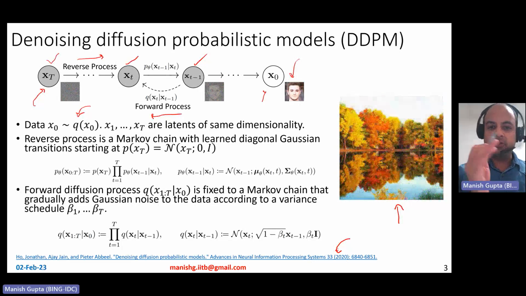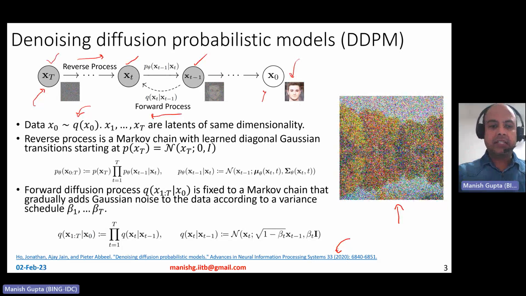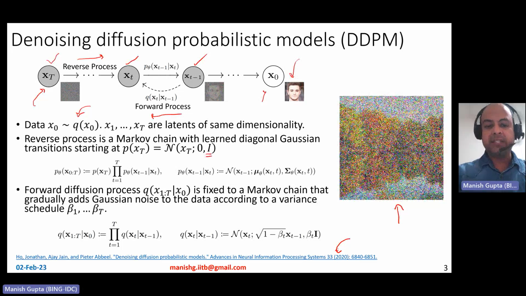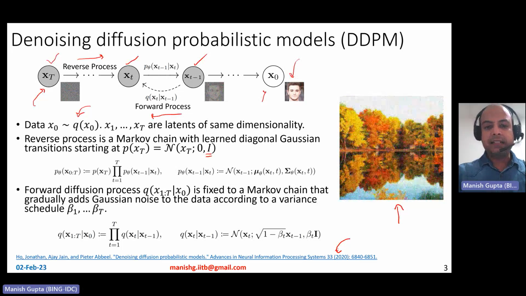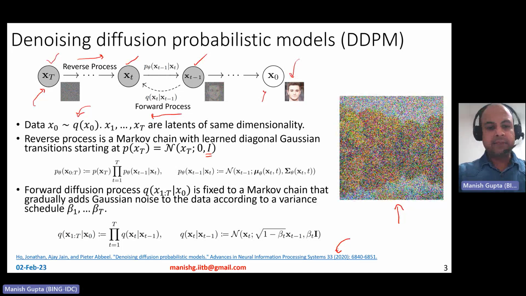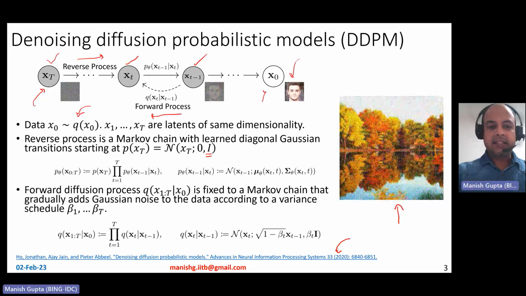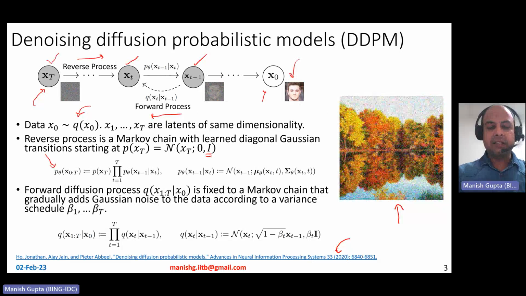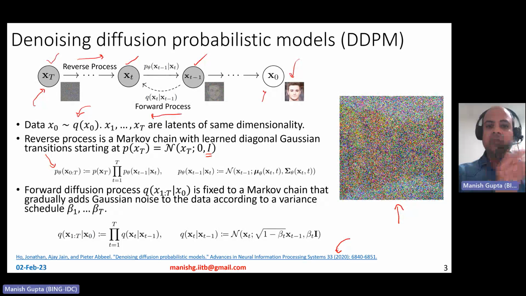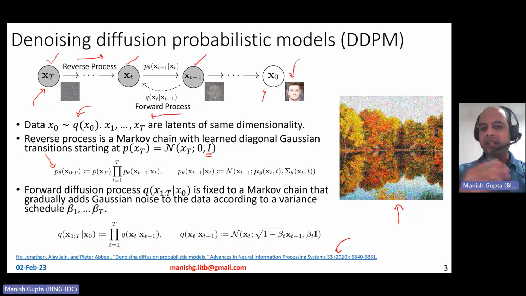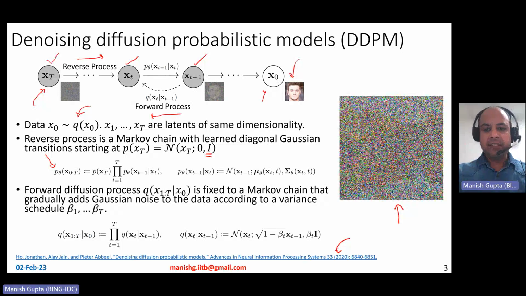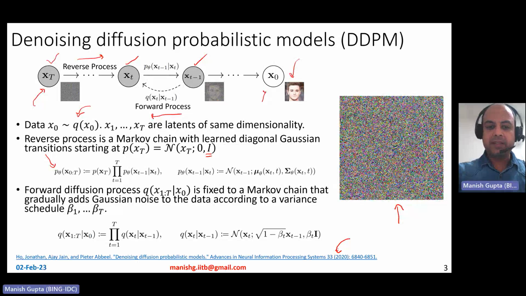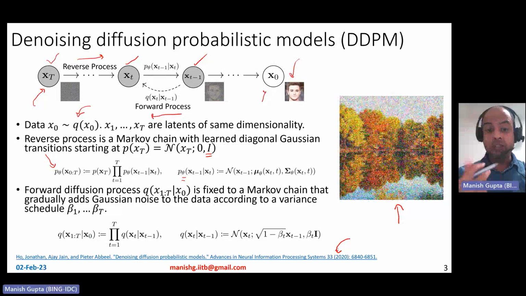The reverse process is therefore a Markov chain with learned diagonal Gaussian transitions. These Gaussians are spatial. They are also diagonal in nature, which means the variance is basically an identity matrix. In fact, the reverse process is given by P. In the forward direction, we add more and more noise until it becomes total white noise. The reverse process is parameterized by some parameters theta, and we'll talk about what the model is to learn those theta.